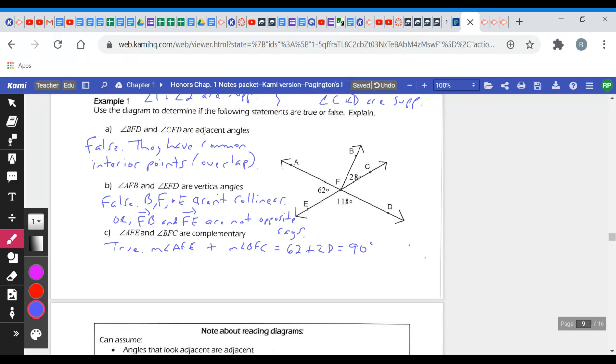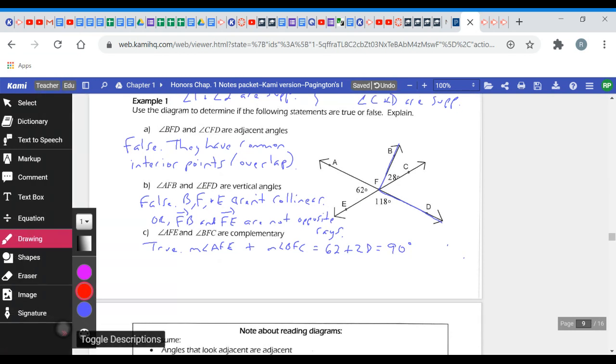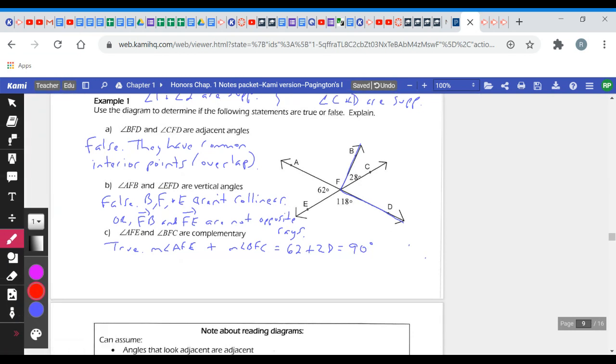Okay, welcome back. So go ahead and check example 1 as I talk through it. On A, it says angle BFD and angle CFD are adjacent angles. Remember, adjacent means right next to. And if I look at BFD, that is referring to this whole angle from here to here. And angle CFD is talking about this angle from here to here. Okay, those are not adjacent to each other. So I would put false.